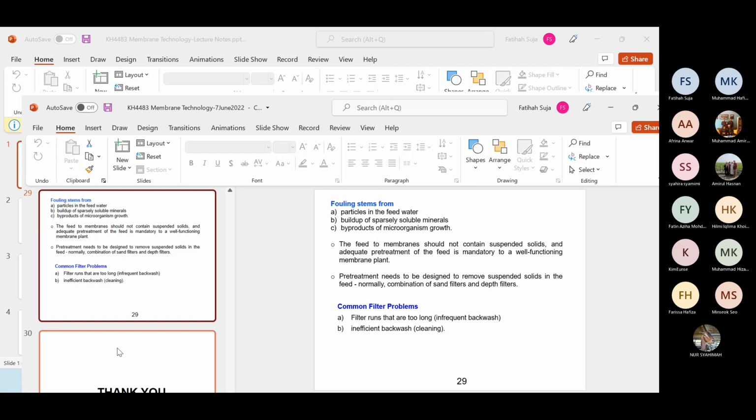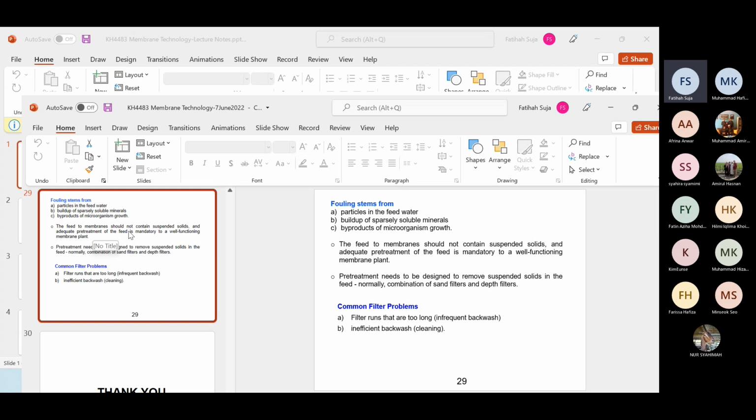So fouling stems from particles in the feed water, build-up of sparingly soluble minerals, and the byproducts of microorganism growth. All of these conditions require frequent cleaning, which is expensive, and of course it leads to shorter service life of your membrane elements. Especially when more than one fouling condition prevails, the membrane can be irreversibly fouled. The correction of the conditions and the replacement of the membrane is the only solution. Sometimes you need to replace the membrane.